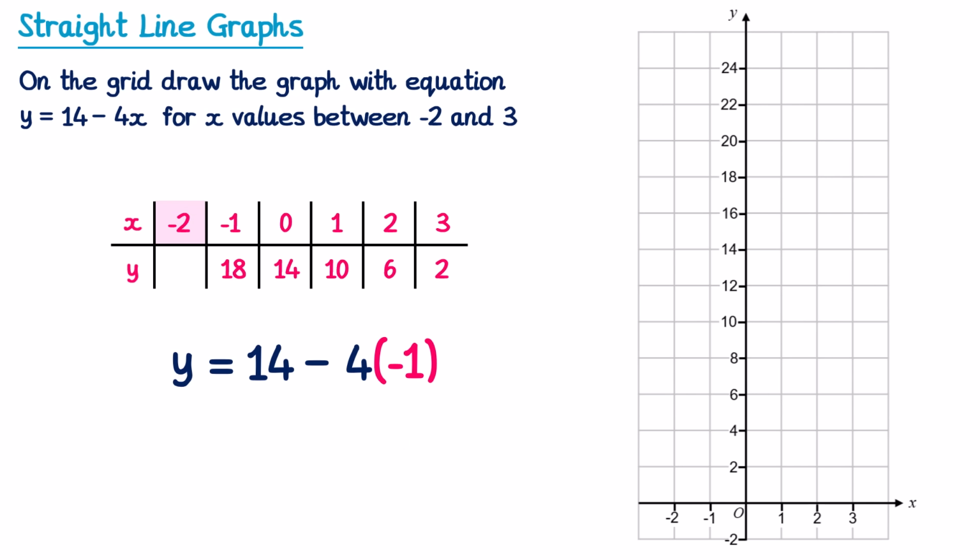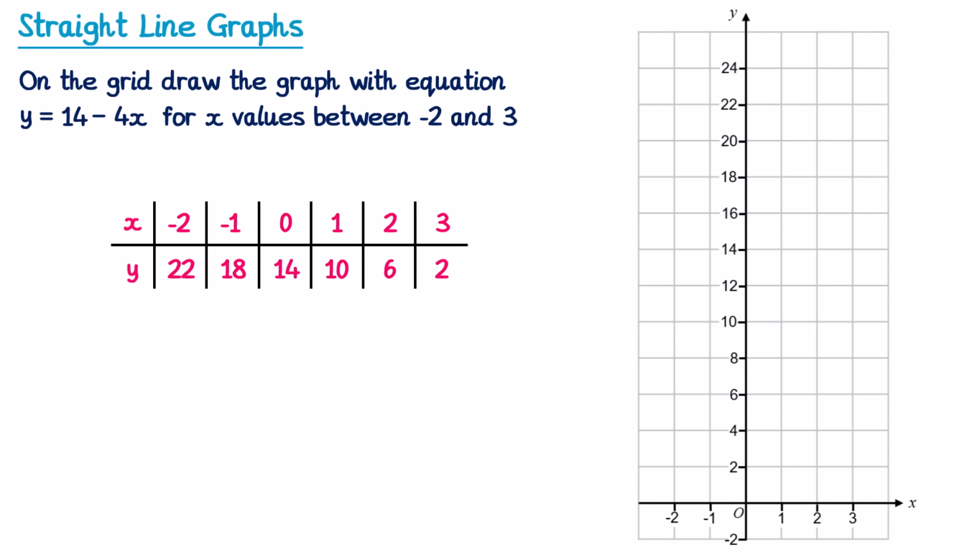And on to the final one, x is -2. 14 subtract 4 lots of -2. 4 lots of -2 is -8. So we could do 14 subtract -8. Once again, we're subtracting a negative number here, so this is the same as 14 plus 8. 14 plus 8 is 22. So when x is -2, y is 22.